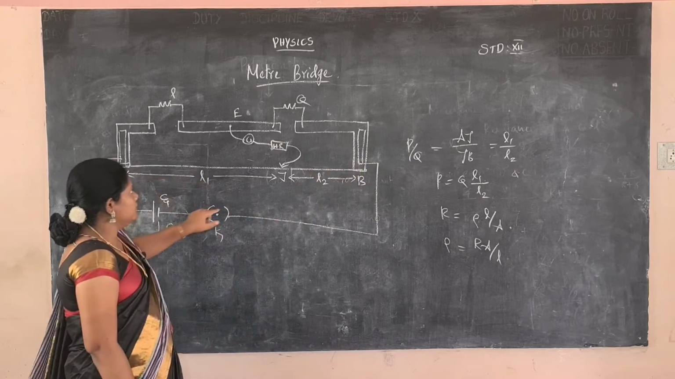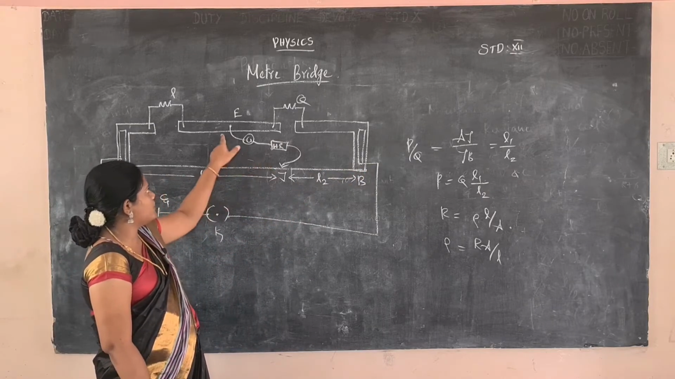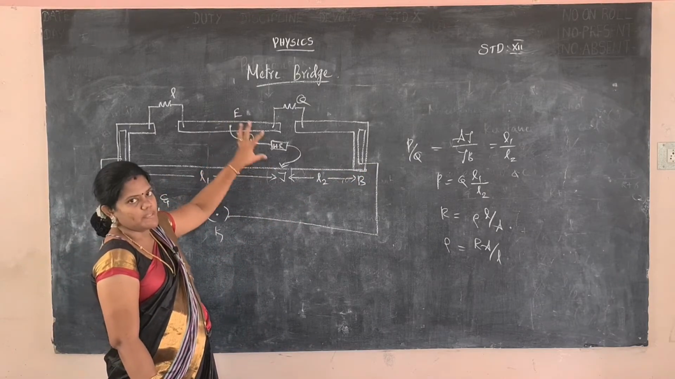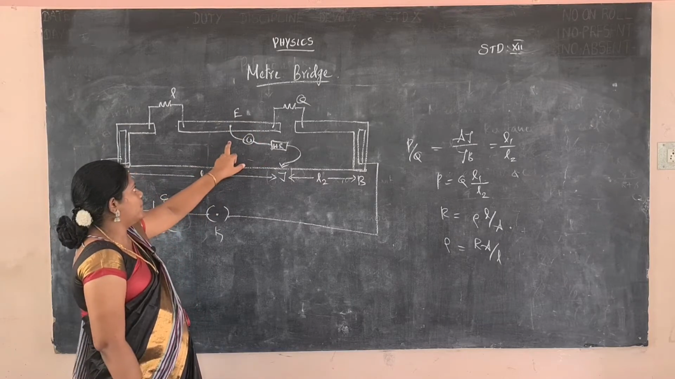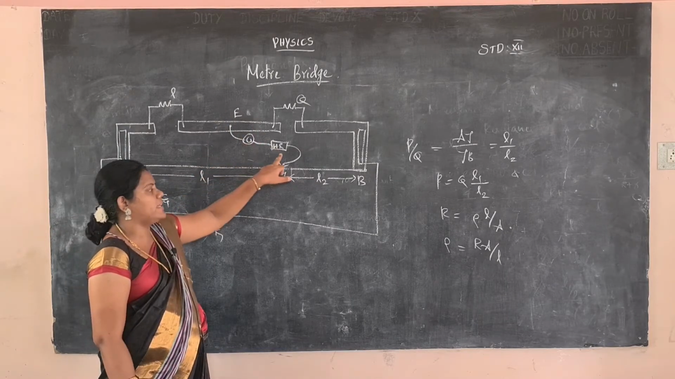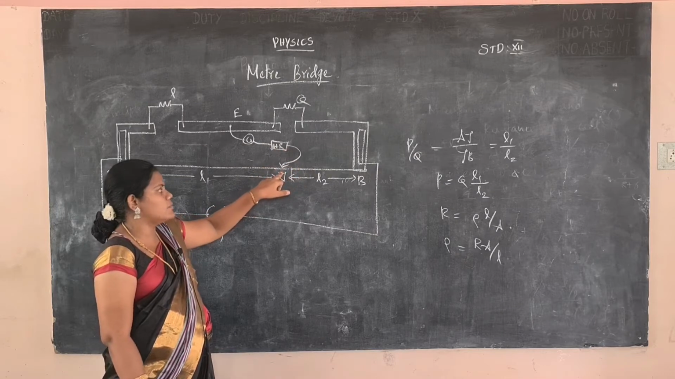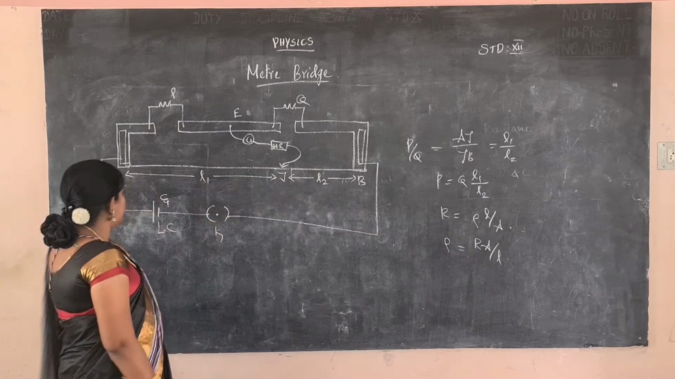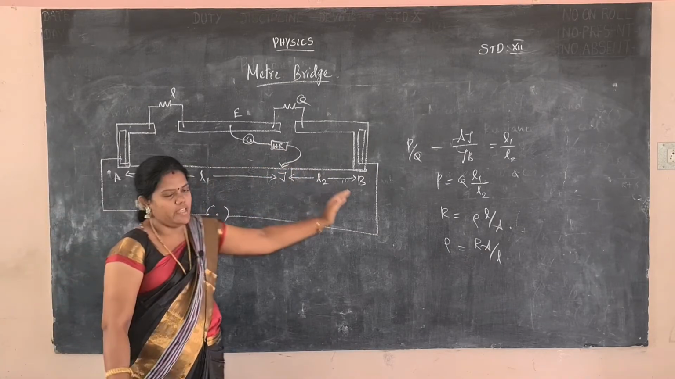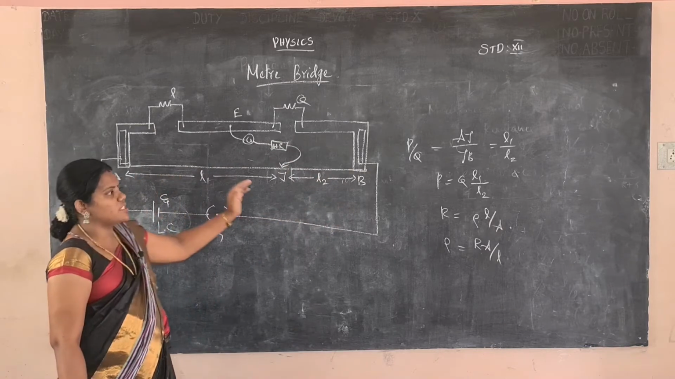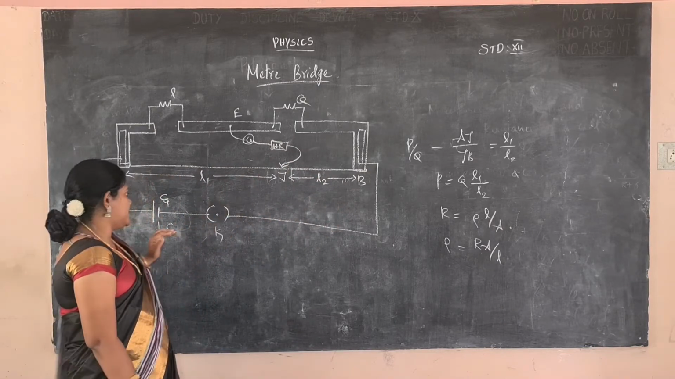Then the galvanometer and high resistance box are attached to the middle point of the copper strip. The middle point is attached to the galvanometer, which is attached to the high resistance box, and the high resistance box is attached to the jockey. The jockey moves from A to B. The jockey indicates the balancing length created by the cell.